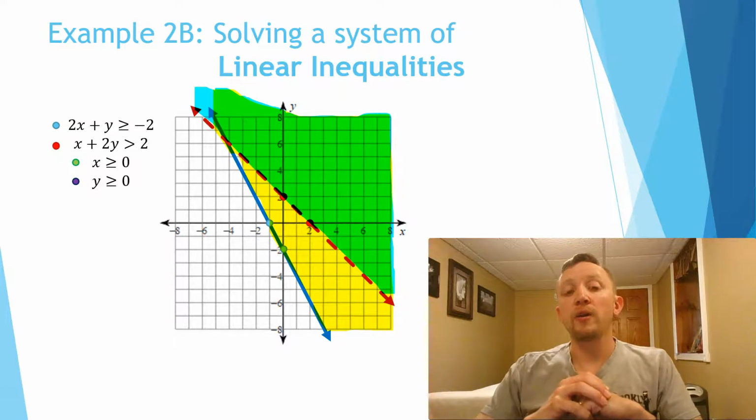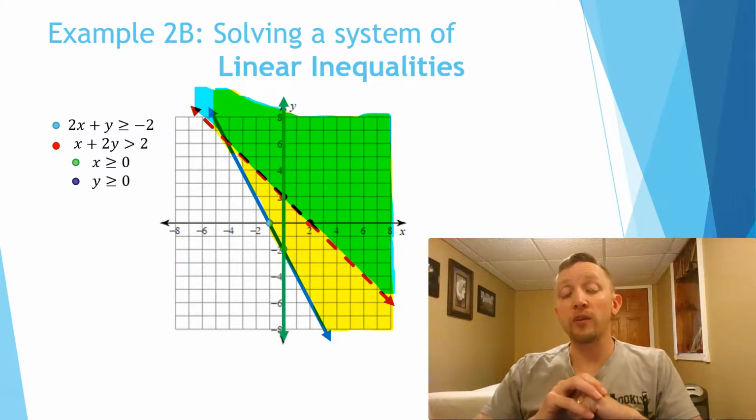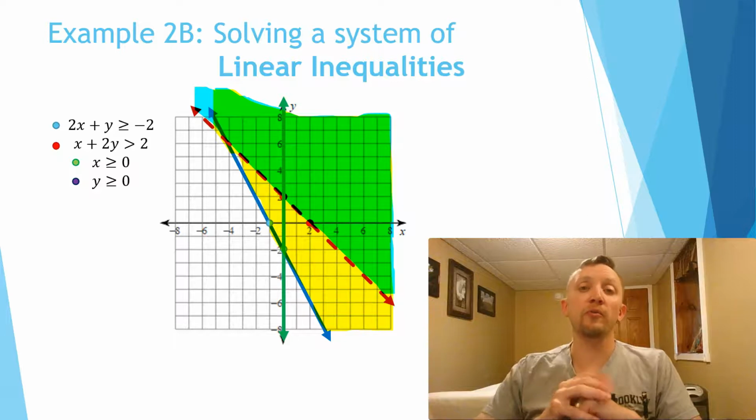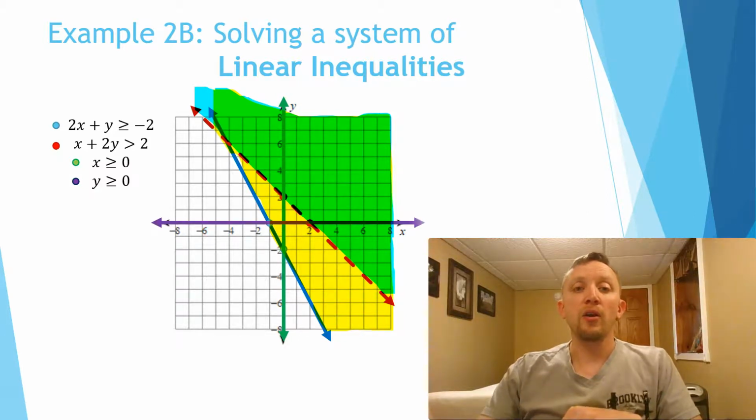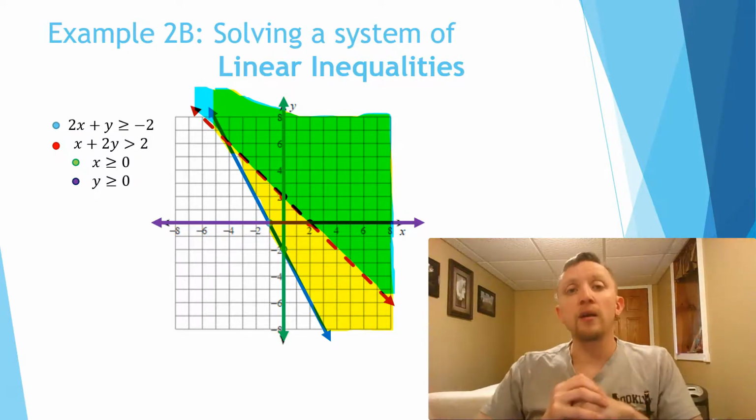So right now, my feasible region would be that green section. But now we have those other 2 inequalities. X is greater than or equal to 0, which would be a solid line, a vertical line going through where x is 0. And then we would also have y is greater than or equal to 0. That would also be a solid line, but it would be a horizontal line going through where y is 0.